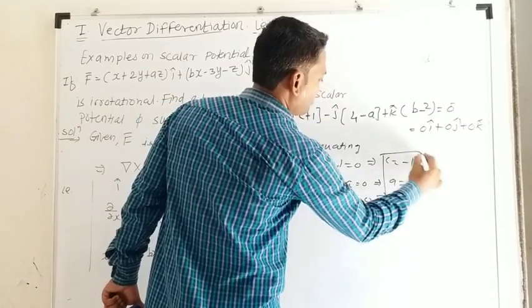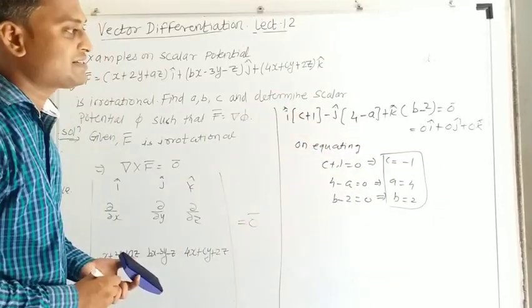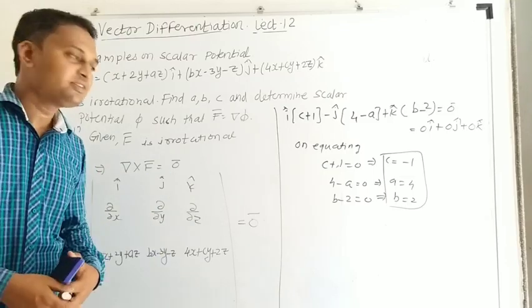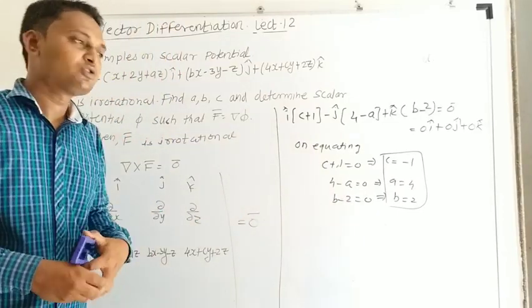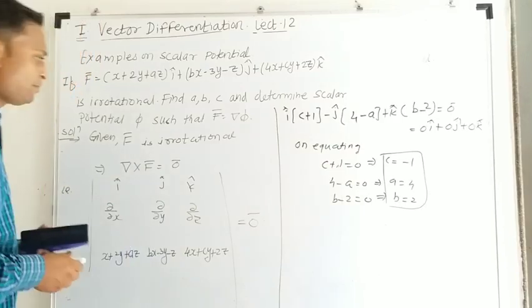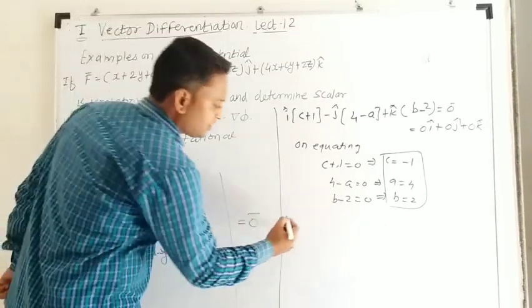So these are the values of a, b, c: a equal to 4, b equal to 2, and c equal to minus 1. Now using these values, we are going to calculate the scalar potential. For these values, the function is irrotational, so we are going to use these values for calculating phi. So now the first part is over. Now we'll determine the scalar potential.